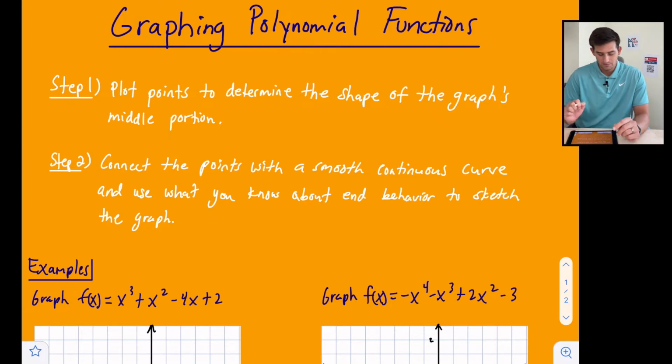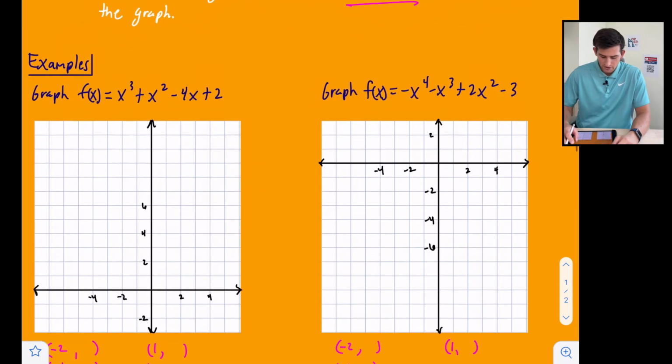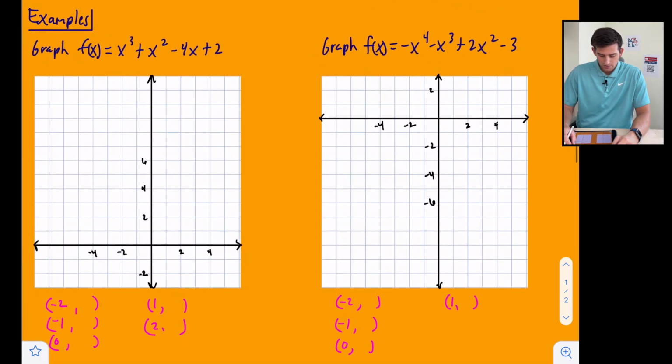And let's take a look at step two. So connect those points with a smooth continuous curve and use what you know about end behavior to sketch the graph. So we did a separate video, I'll link that in the cards right now, on end behavior of polynomial functions. And we talked about four different types, right? If our leading coefficient is positive or negative, and if the degree is even or odd. And so there's four different ways that the graph could behave at the ends, right? So in this video, we're going to look at two examples where we graph the polynomial functions.